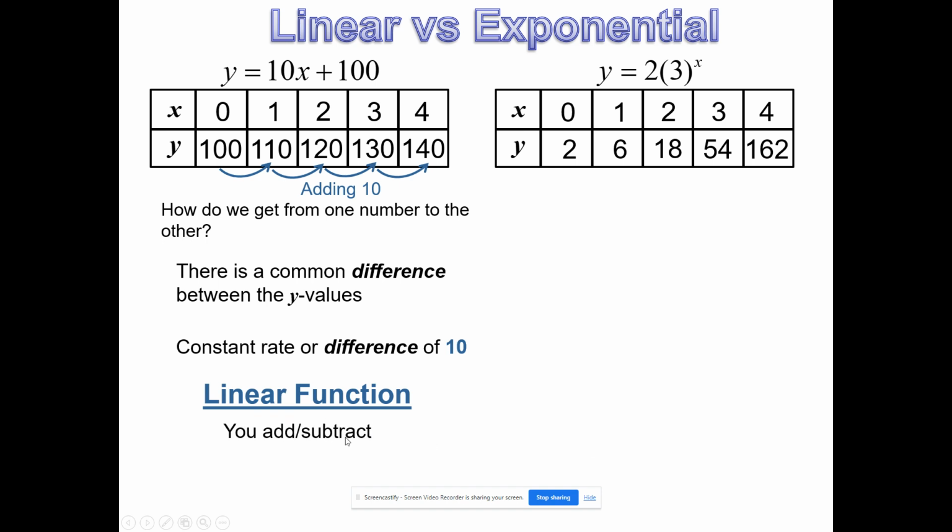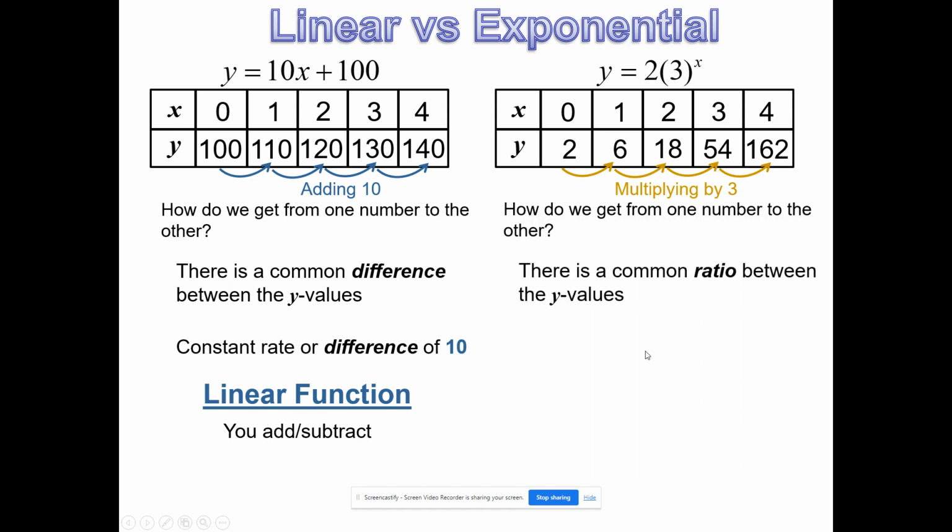Okay, so for linear functions, you add or subtract. And then here, when we look at exponentials, we're multiplying by a common number. It could be multiply or divide. This is what's called the common ratio between the y values. This one has a ratio of 3.